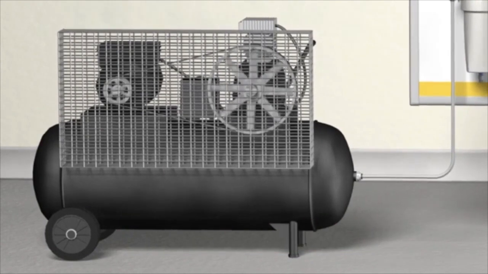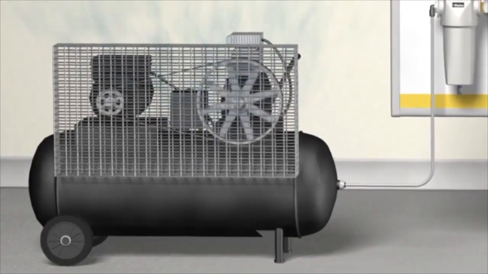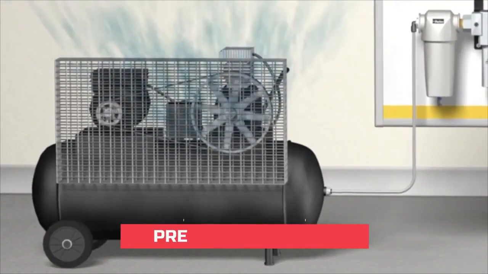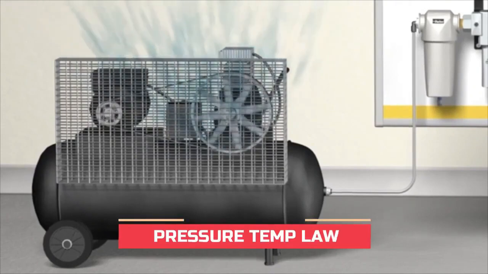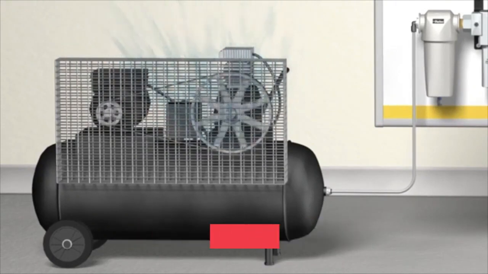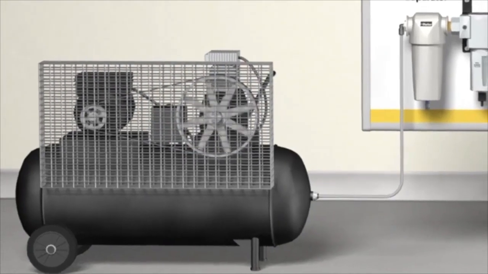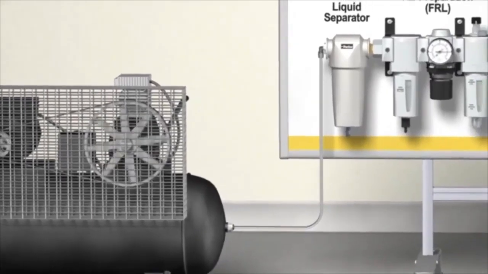As an air compressor compresses air under pressure, its temperature also increases. This is a simple law of physics known as the pressure-temperature law. It will rely on the type of air compressor you are working with. The air discharged from the compressor can be as hot as 250 to 350 degrees Fahrenheit.